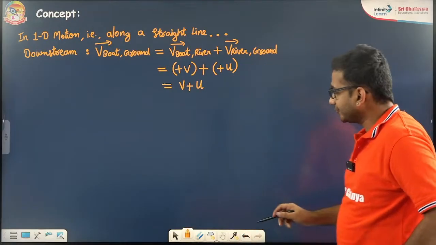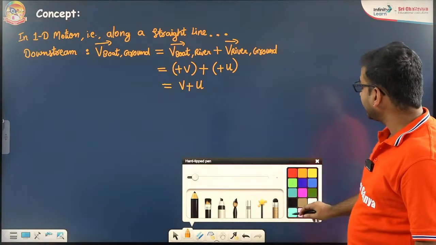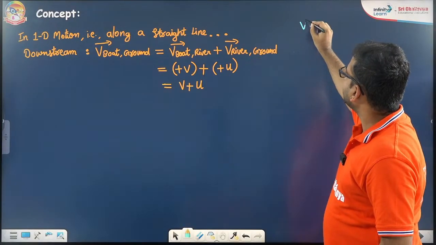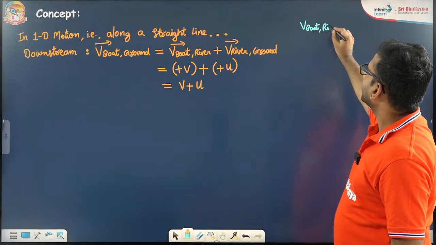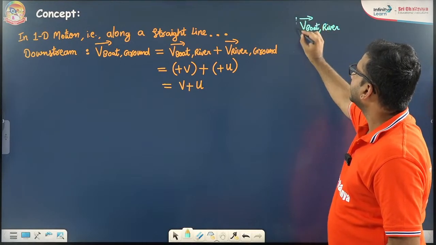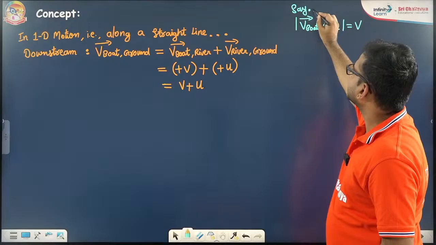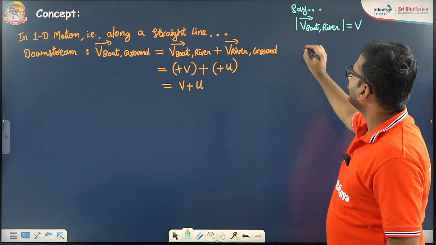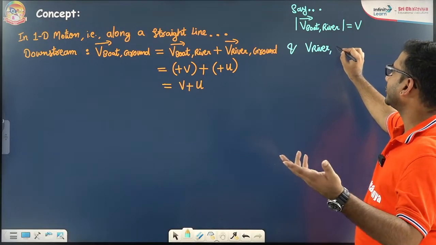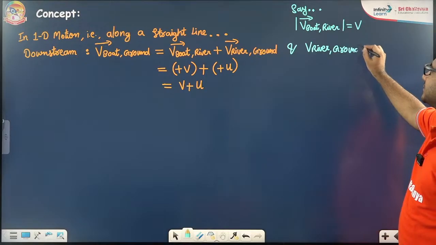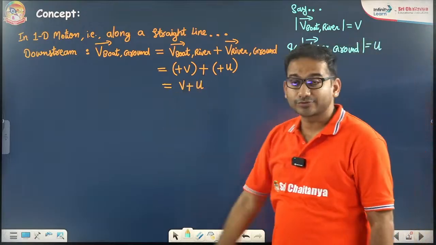Let me show it diagrammatically for you. So if I show that diagrammatically, let me write some symbols here. Velocity of boat with respect to river, its magnitude is v. Suppose, we are assuming these things, and velocity of river with respect to ground means the velocity of flow of river, that is its magnitude is suppose u. So these symbols I have used over here.